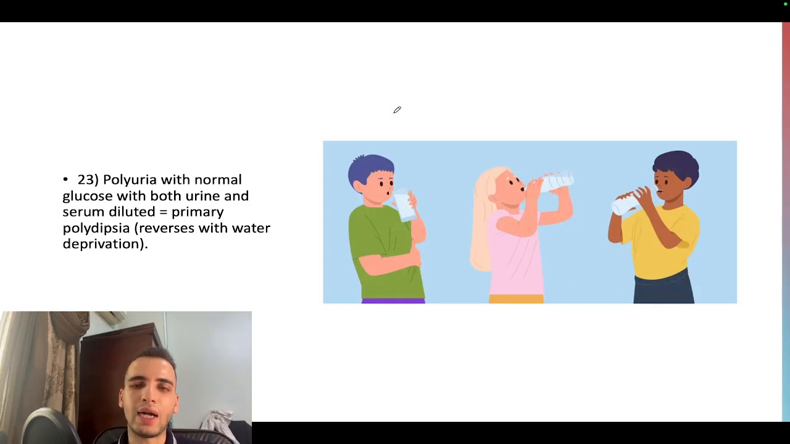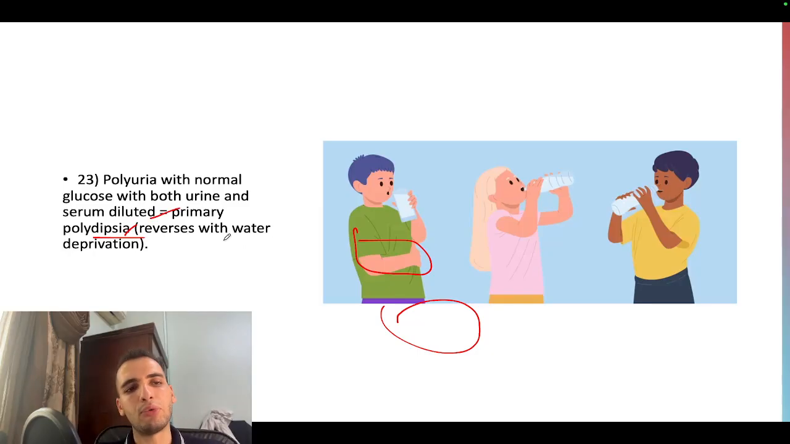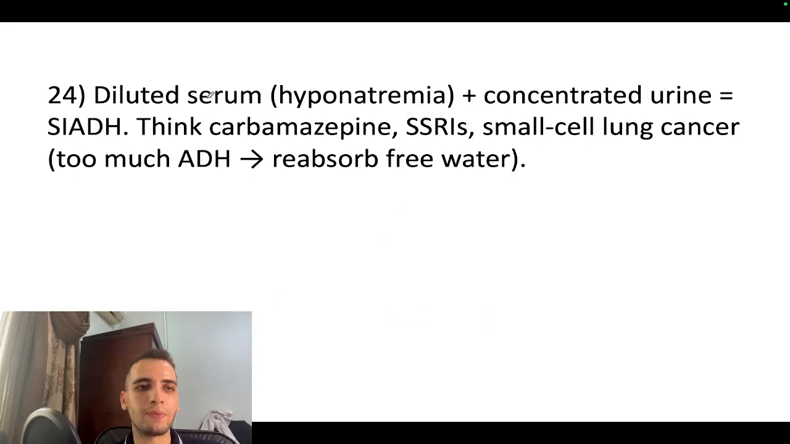Now, if you see on the other hand that the person is having a diluted urine and diluted serum, it means he is drinking too much water, and when he drinks too much water, he dilutes his blood and he dilutes his urine. So this is primary polydipsia. It's very easy to answer it on the exam because they will tell you when we do a water deprivation test, the urine osmolarity will increase.